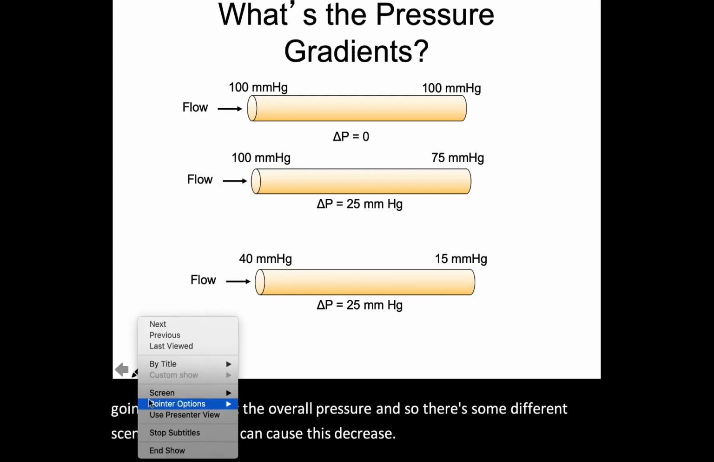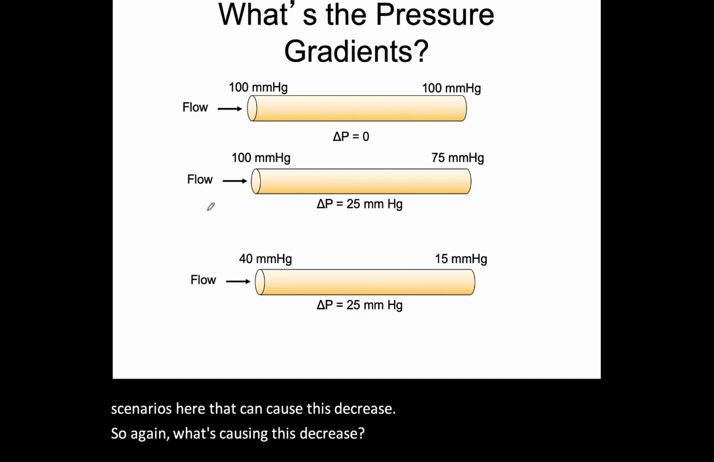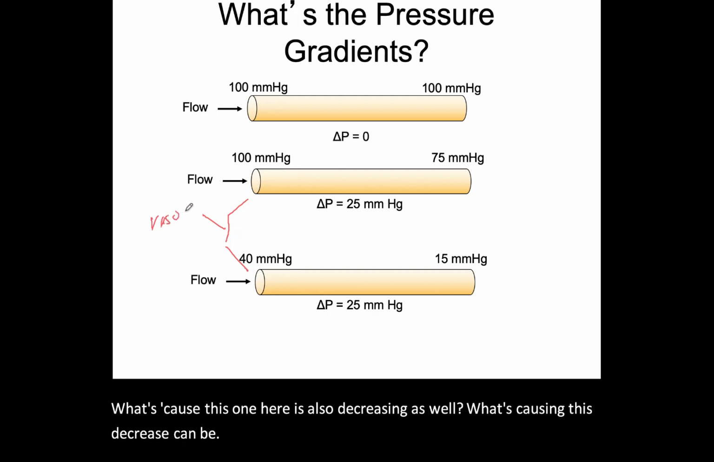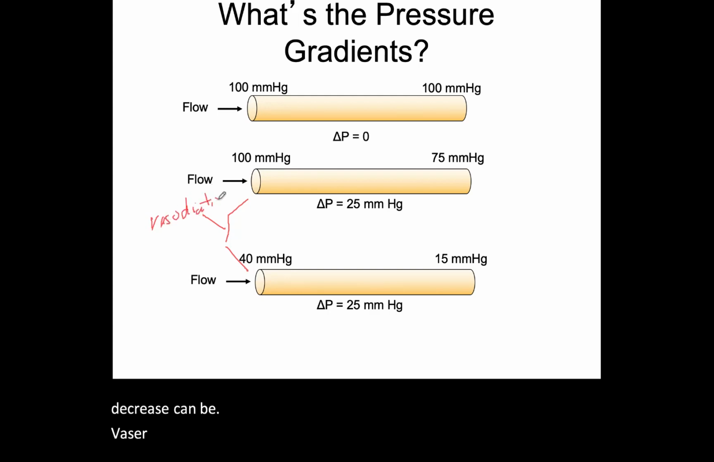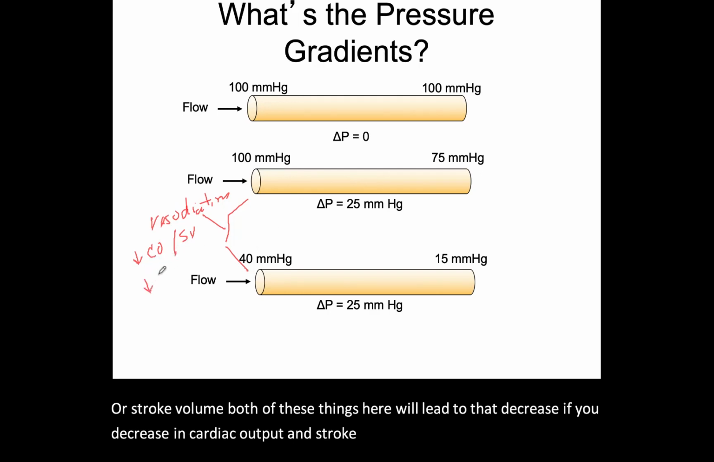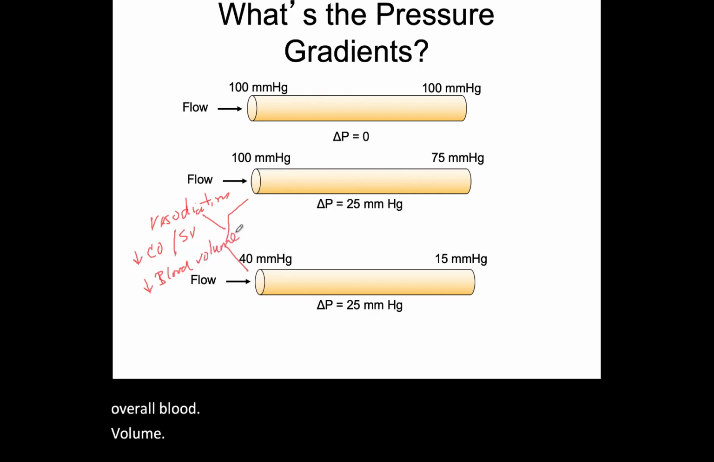Again, what's causing this decrease here, because this one is also decreasing? What's causing this decrease can be vasodilation, or a decrease in cardiac output or stroke volume. Both of these things will lead to that decrease. If you're decreasing cardiac output and stroke volume, you're also decreasing the overall blood volume as well.